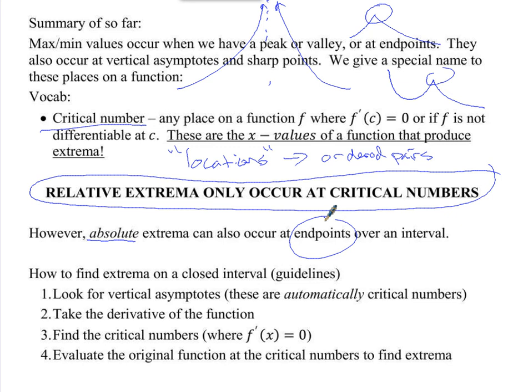So you have a little list here, how to find extrema on a closed interval. These are your guidelines, important safety tips for survival in calculus, chapter 3. Look for vertical asymptotes. Those are automatic critical numbers. Places where you have division by 0, automatic critical numbers. Take the derivative of the function. Find the critical numbers, meaning set the derivative equal to 0. And then evaluate the original function at those critical numbers that you found to find your extrema.